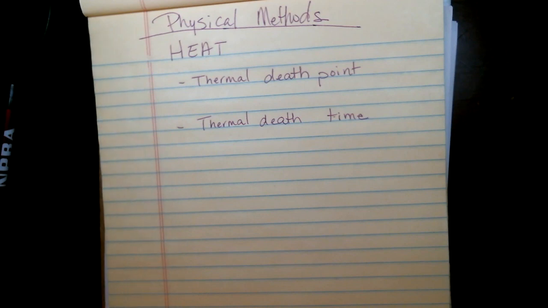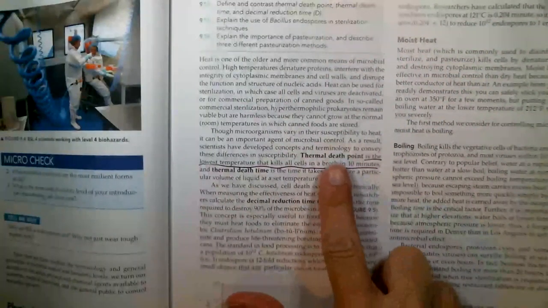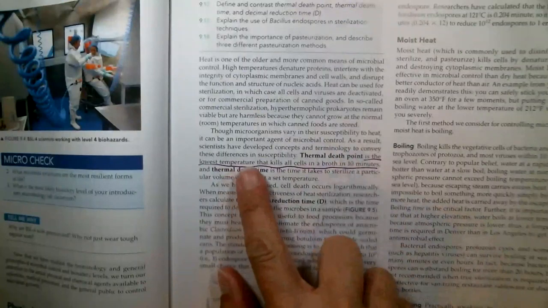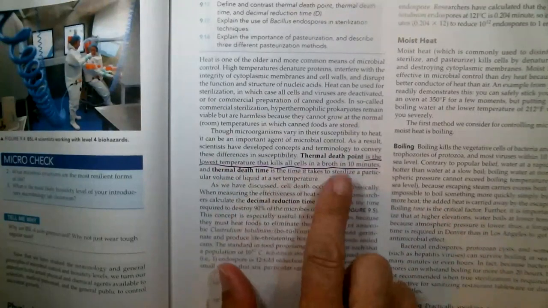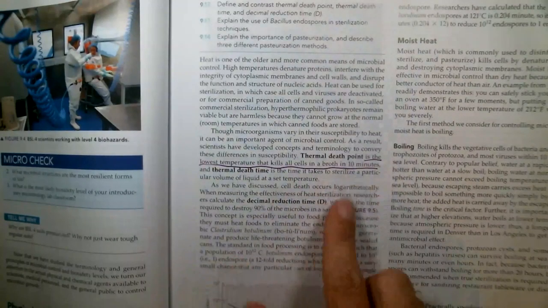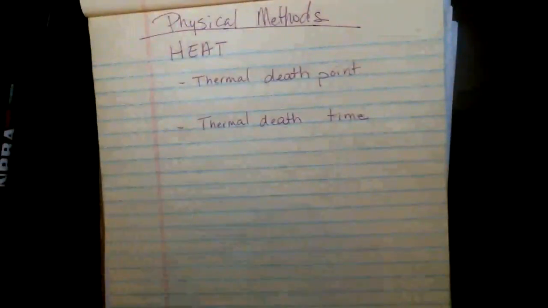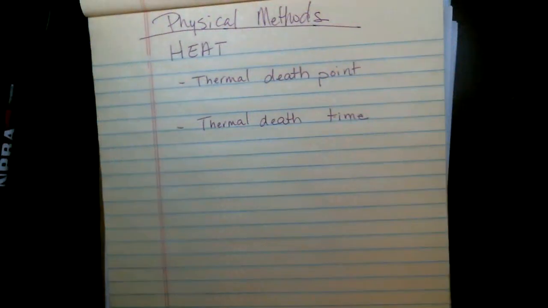Thermal death point is the lowest temperature that kills all cells in a broth in 10 minutes. So let's look at that definition. Hopefully you can see it okay. Thermal death point is the lowest temperature that kills all cells in a broth in 10 minutes. So it is the point or temperature at which all cells will die, the microbes that we're trying to kill, in a set time. Okay, so the time doesn't change.